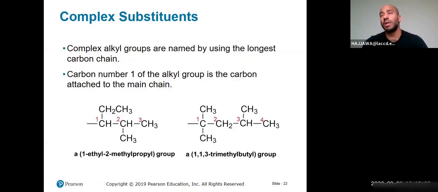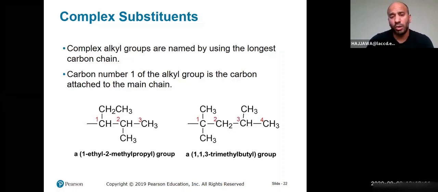Complex substituents. I'm just going to cover this part to give you the knowledge of what they are about. I'm not going to be asking you a question on the quiz or the exam in regard to complex substituents. So if I have a group, this whole group as a substituent, that means I have a branch of a branch. So how do I treat this?